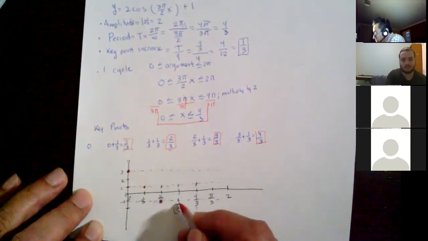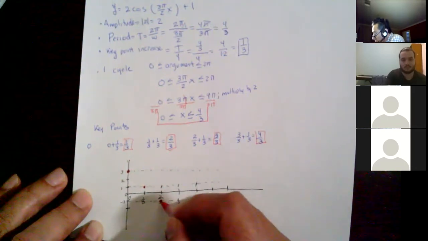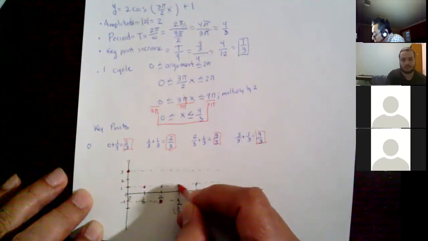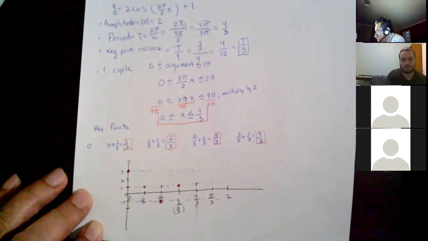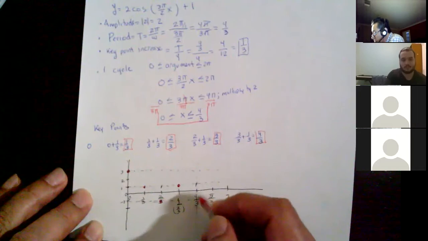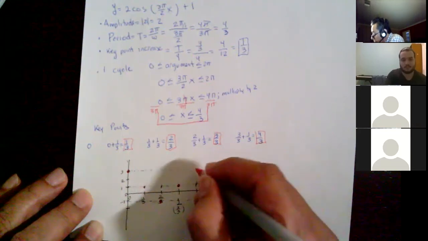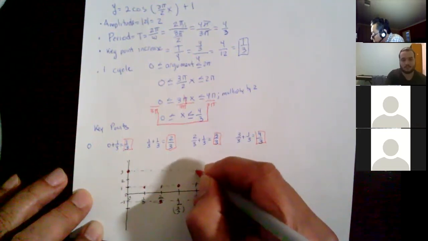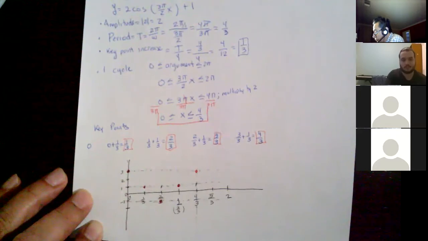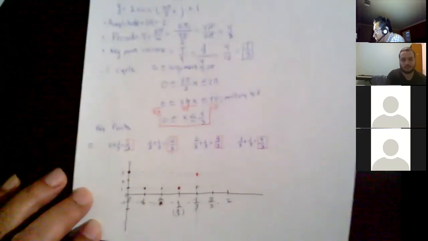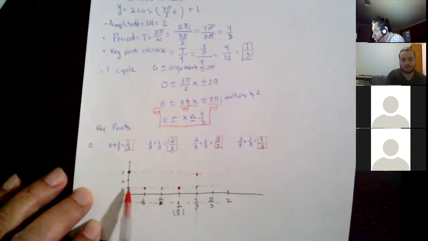At 3/3, which is 1, I'm going to go back to 1. And at 4/3, which is where the cycle ends, I'm going to go all the way to 3. Okay? So again, let me go back here.